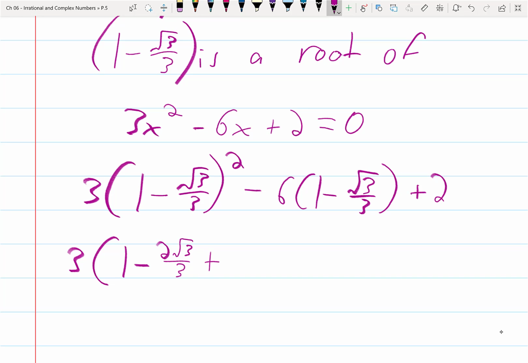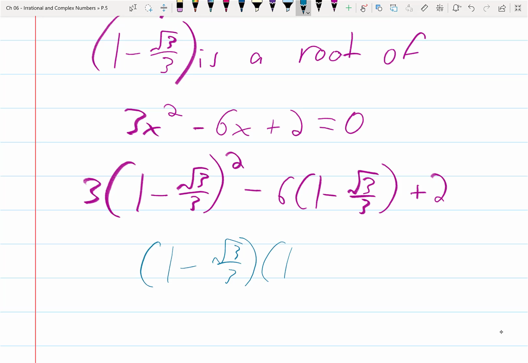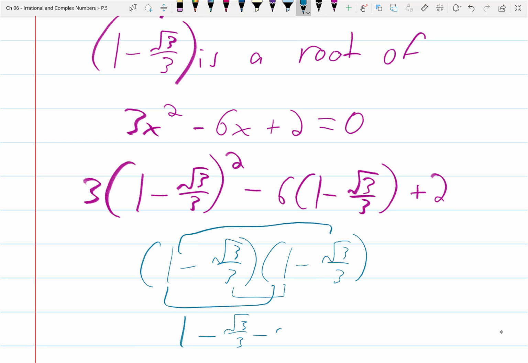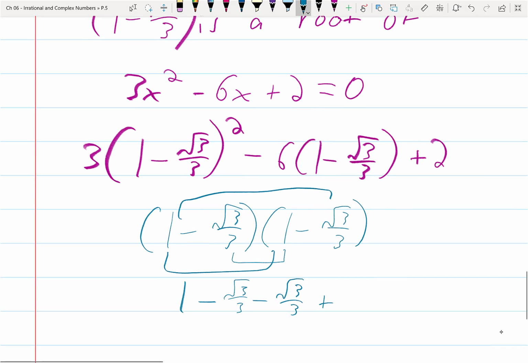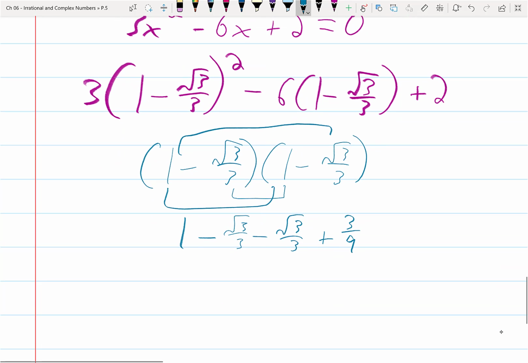Wait. It says squared. All right, so the answer is no. Let's write it by itself. 1 minus root 3 over 3, 1 minus root 3 over 3. First, 1. Outer, minus root 3 over 3. Inner, minus root 3 over 3. And last, plus 3 over 9.